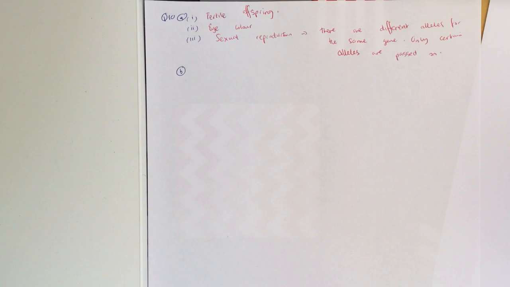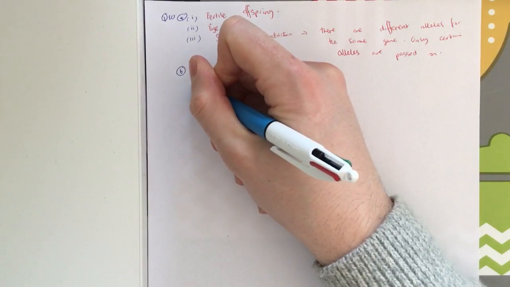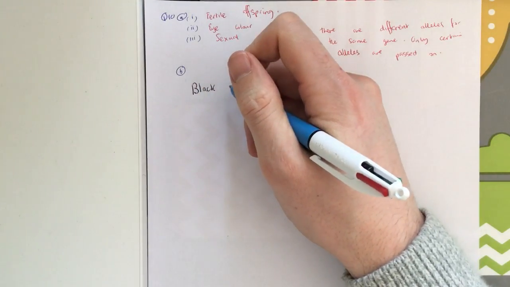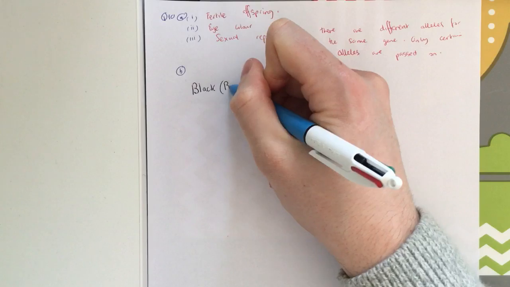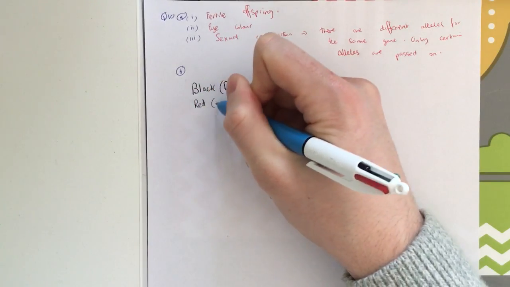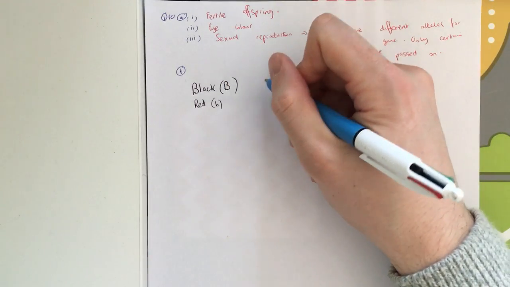So in rabbits, black-eyed B is dominant to red-eyed b, and long ears L are dominant to short ears l. Now, I always like to write all this information down myself, nice and neatly. So a black-eyed rabbit is going to be given big B because it is a dominant trait. Red is going to be given small b because that is a recessive color for eyes.